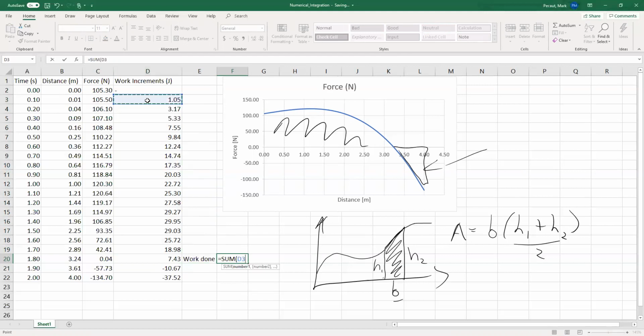And then I pick this first cell here, just click there, and then hold the shift key, and then pick this last one, and it's going to type D. You can see what it's typed. You could just type this in as well. D3:D20. So that means I want all the cells from D3 to D20, including the endpoints. Let me just close the parentheses. And this is the amount of work done in joules that has been done under the positive part of the curve.